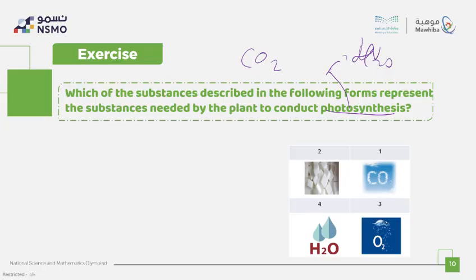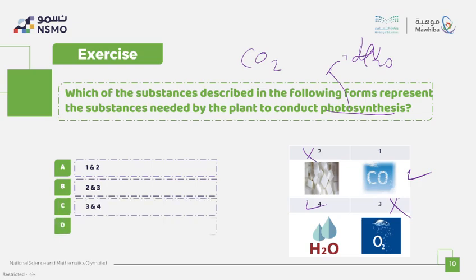Let's analyze the pictures. Image number 1 is carbon dioxide, required for photosynthesis, so we need that. Number 2 is glucose crystals. This is a product, not a requirement, so we don't need that. Number 3, oxygen is produced, not consumed, so we don't need that. And finally, water, yes, required for photosynthesis. So now let's see the options. We said the right answer is D, 1 and 4.